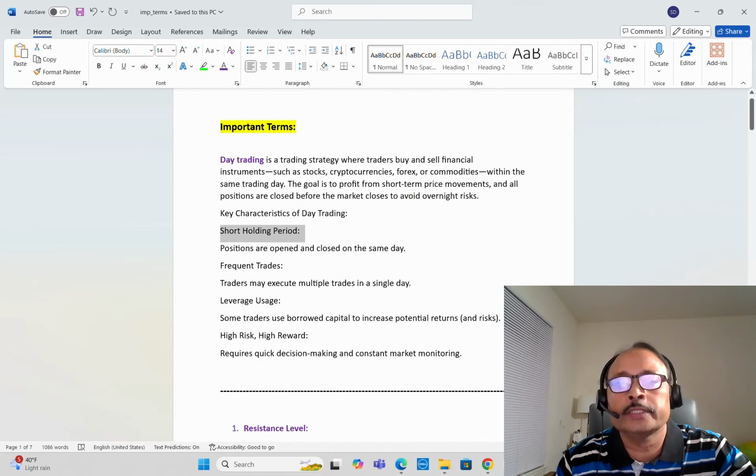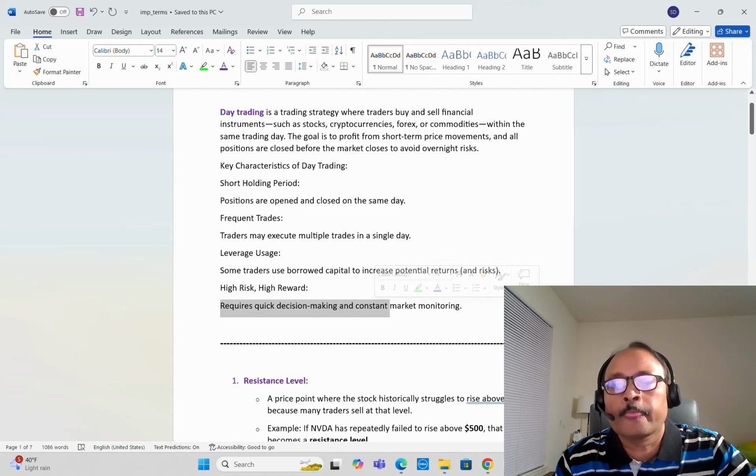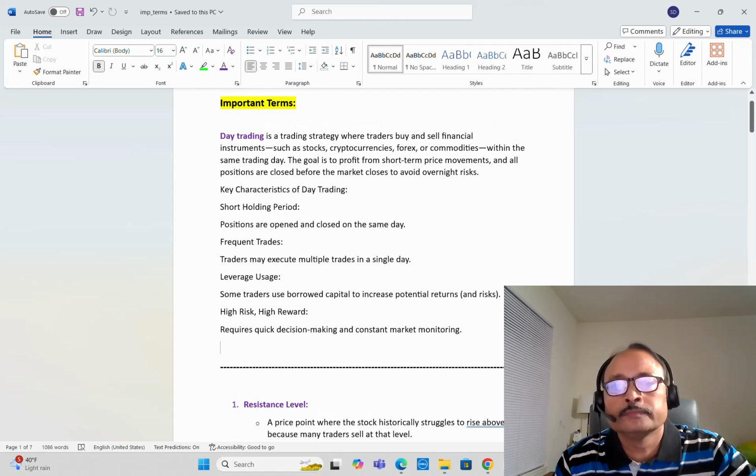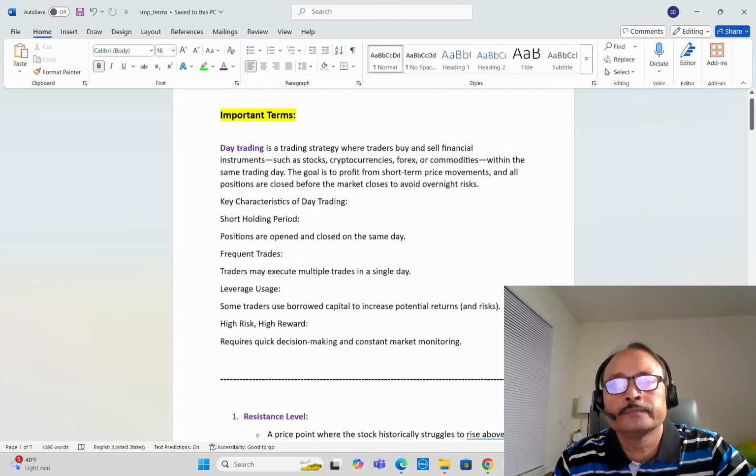So, key characteristics of day trading. Short holding period, and positions are opened and closed on the same day, as you know. Then frequent trades. Traders may execute multiple trades in a single day, multiple times of buying and selling of stocks. It's up to the traders. Then some traders use borrowed capital also to increase the potential returns and risk. So usually day trading involves high risk and high reward, high returns. It requires quick decision making and constant market monitoring, because everything happens very quickly in a very short period of time during the day only.